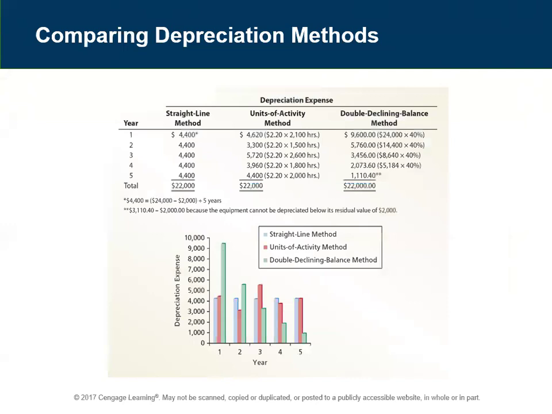Again, the takeaway is it doesn't matter which method we used. We depreciated $22,000 over 5 years. We just did it different ways. Okay. But under all three methods, your total depreciation was the $22,000 depreciable cost.